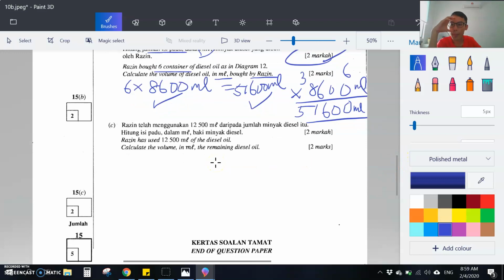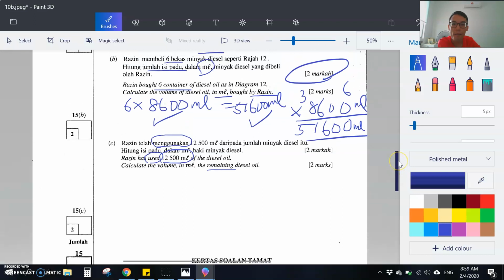Okay, last one. Razin has used 12,500 ml of the oil. Calculate the remaining. Use, nampak use. Menggunakan. Lepas apa guna, dia makin tambah ke kurang? Mesti kurang kan? Okay, so from question B, we know that it is 51,600 ml minyak yang Razin beli. So to find the baki, cari remaining, you have to minus. Minus berapa yang dia telah guna?